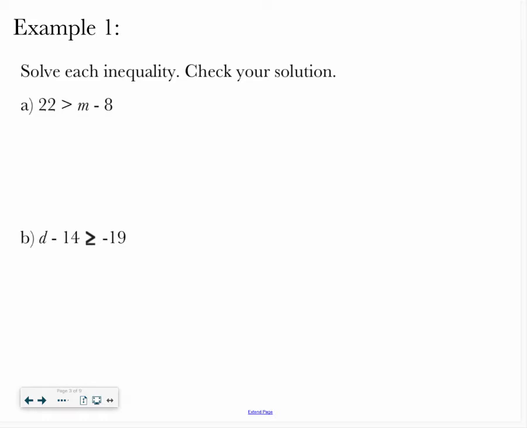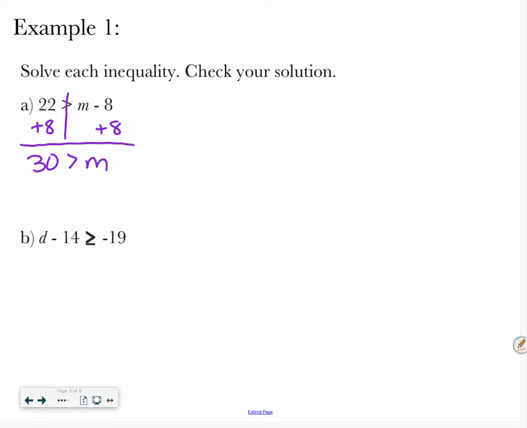Okay, so let's practice solving each inequality. Solving inequalities is very similar to solving equations. The only difference, instead of an equal sign, we have an inequality symbol. So if we look at our first one, we have 22 is greater than m minus 8. So I tee it up still, and I want to solve each inequality. That means I need to get the variable by itself. So right now, it's m minus 8 on one side of the equal sign. So instead of minus 8 or subtracting 8, I'm going to add 8 to both sides. So I now have 30 is greater than m.